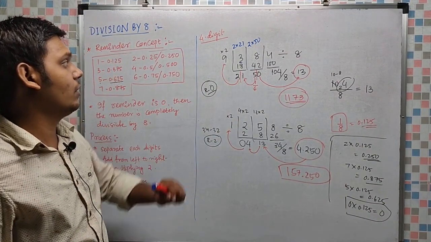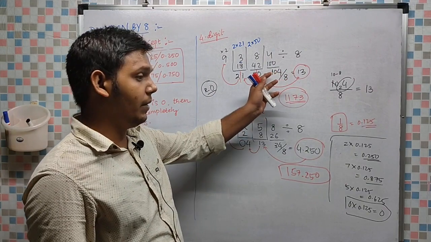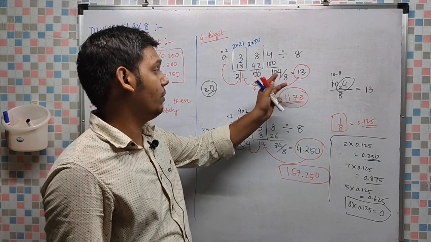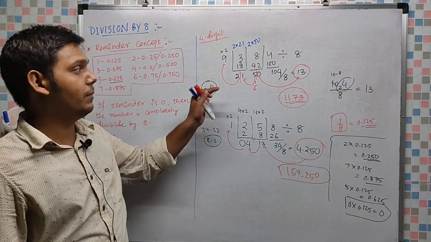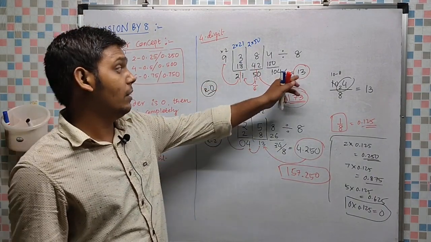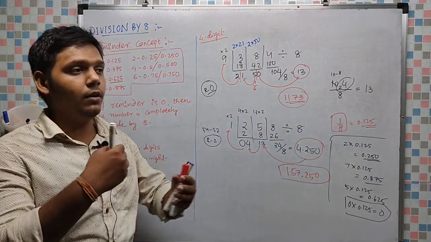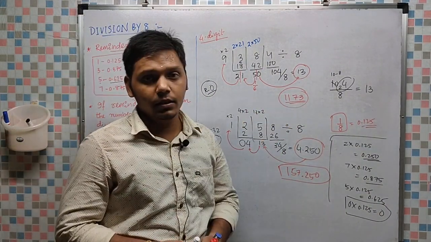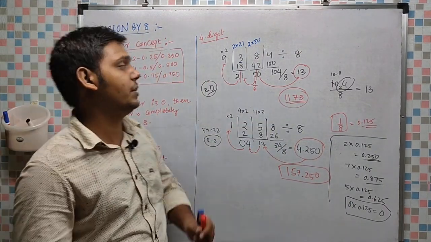This one you can take also: 9384 divided by 8, exactly 104 it is coming. When divided by 8, the answer is 13, which means no remainder is coming, 0 is the remainder. So this number is completely divisible. You can see also here, no decimal is there. In this example, 1173, that means it is completely divisible.